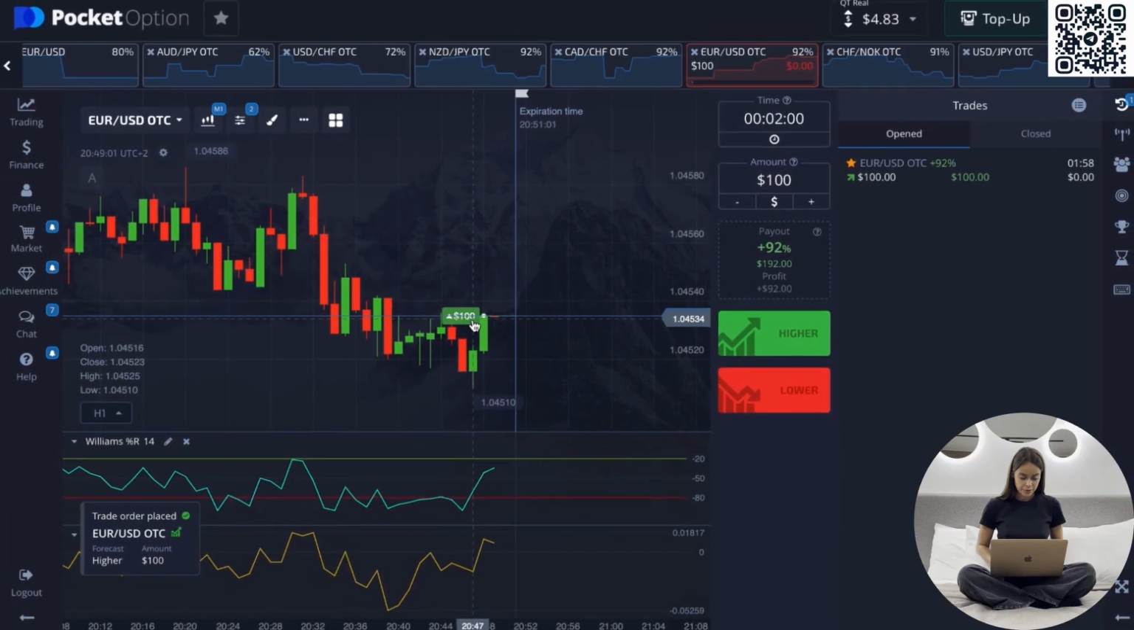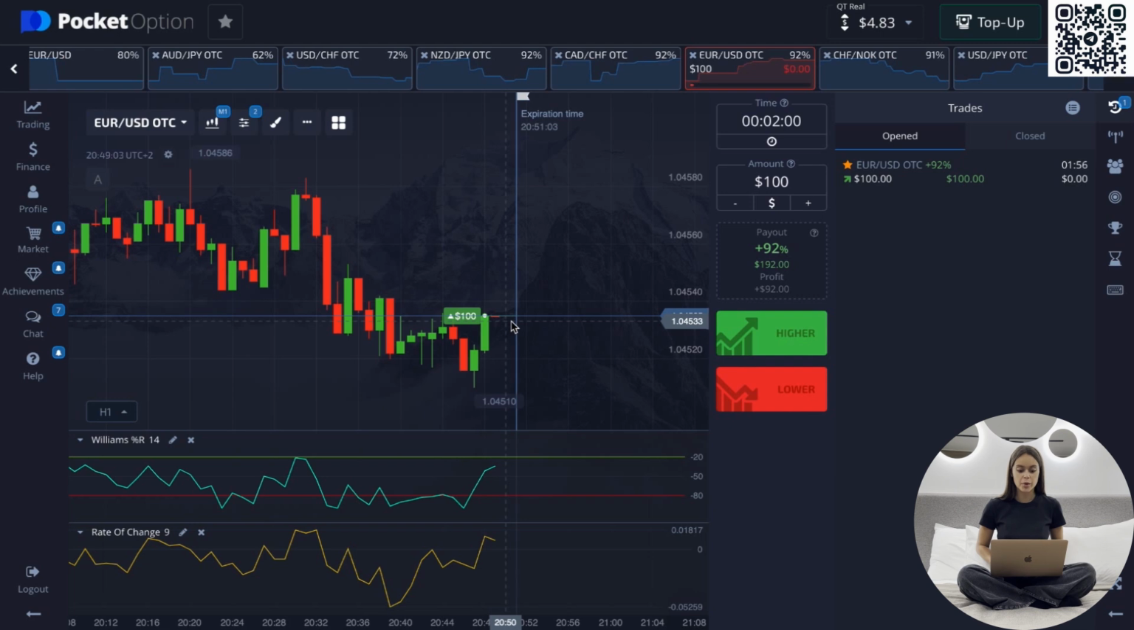So here I saw a great opportunity to open a position for an increase. As you can see, all our signals indicated exactly the opening of such a deal. Now we are waiting for the completion of this transaction.